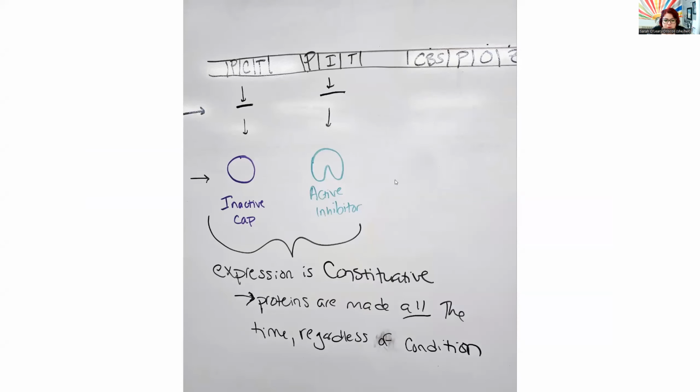These proteins are made what we consider constitutively. So that means that they're produced all the time. So the presence of lactose or glucose or anything like that has no impact on the actual production of these proteins. Their function is regulated in other ways. So just remember, there are always CAP proteins and inhibitor proteins in the cell.